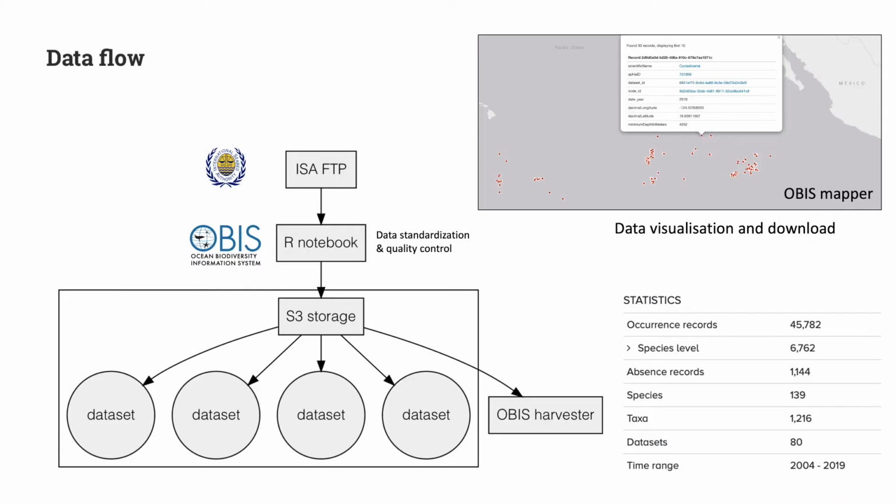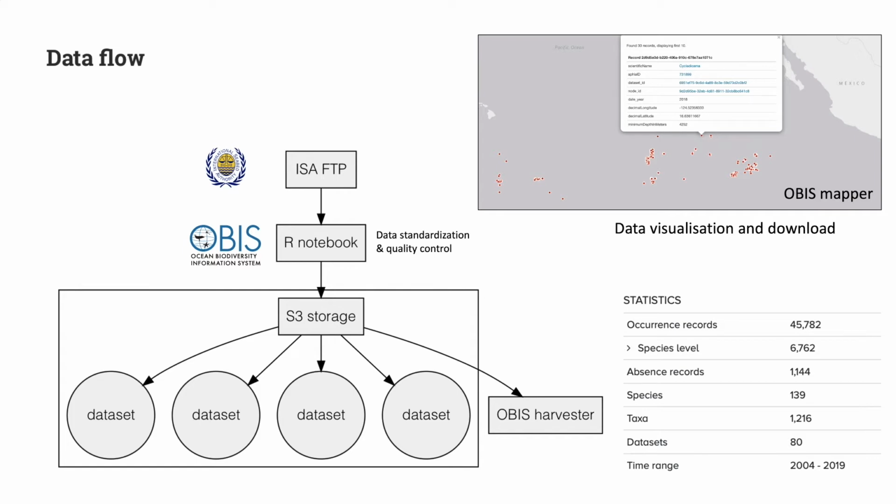Currently, the data flow from the ISA to OBIS is that the DeepData from ISA is put on an FTP server. We harvest it, then we run an R script that does the data standardization and quality control. We put the datasets on a storage, we harvest it, and then we integrate it into the rest of all the data.